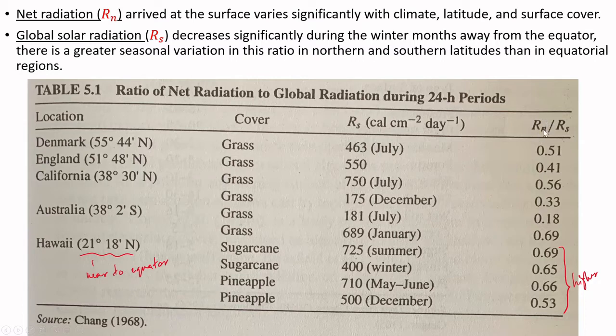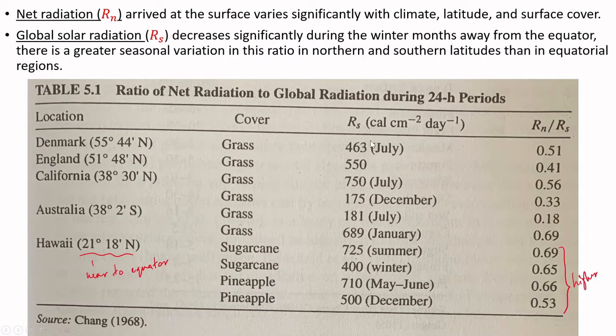So the net radiation over global solar radiation tends to be higher when you're near to the equator. For example, Malaysia is also near to the equator, so we should expect that Rn, the net radiation over the global solar radiation, is higher. In this case, you see that Hawaii is a bit higher compared to other locations. The other locations, for example, latitude 38 degrees south, 38 degrees north, 51 degrees north, 55 degrees north, have a lower ratio of net radiation over global solar radiation.